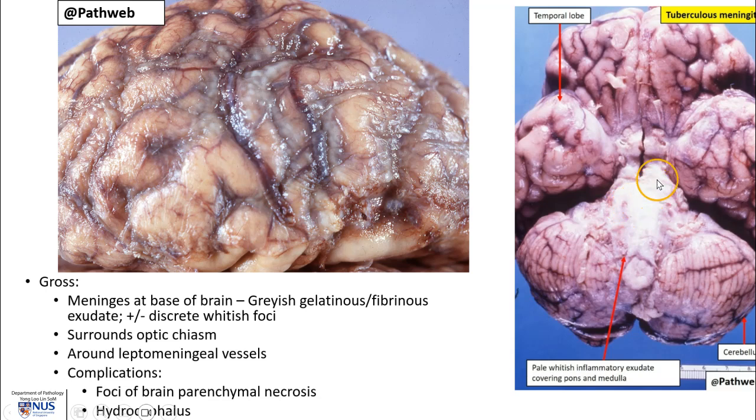There is an exudate together with these granular areas, and this can damage the optic chiasm and also involve the leptomeningeal vessels. So some of the complications will include foci of brain parenchymal necrosis due to TB damaging the vessels, giving rise to fibrinoid necrosis and thrombosis, and also potentially hydrocephalus due to obstruction of the flow of CSF.